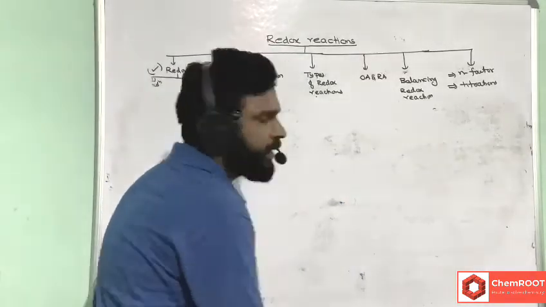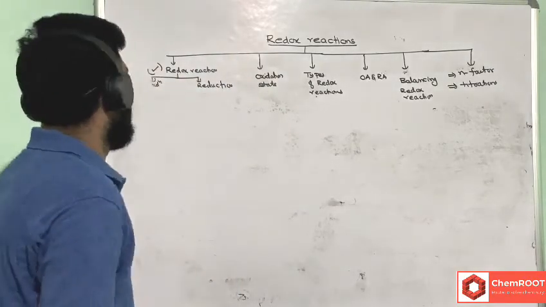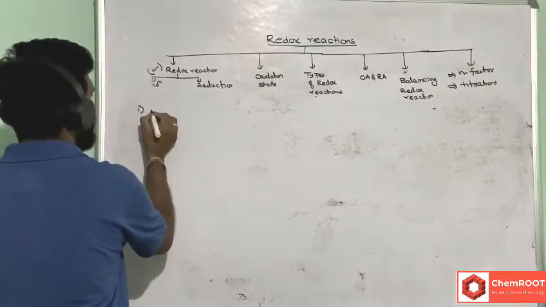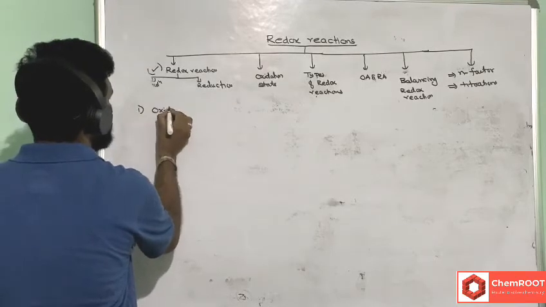Next one, balancing redox reactions. The oxidation number method is the best one.